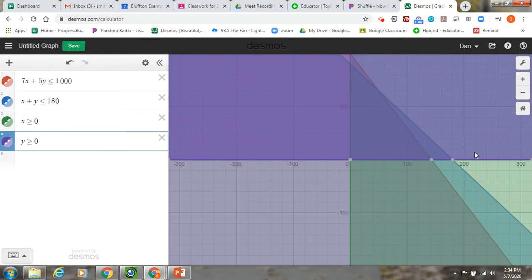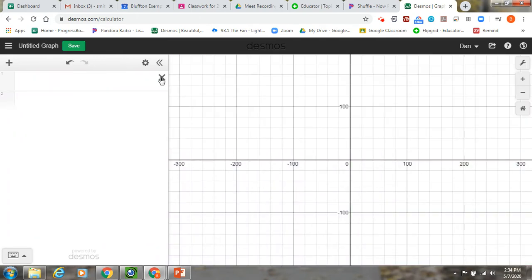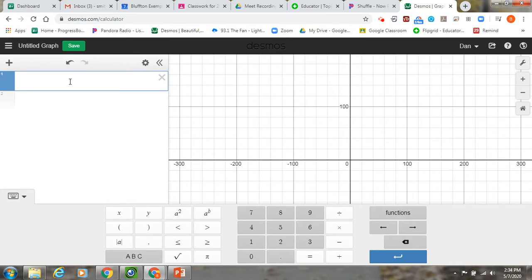So now, what linear programming is about is that we're looking for the region that got shaded by all of these. Just so you guys can see what's going on here, I'm going to get rid of everything, keep that window, and retype those in.